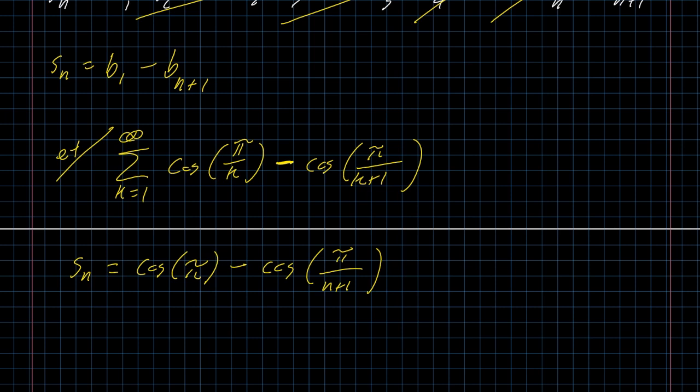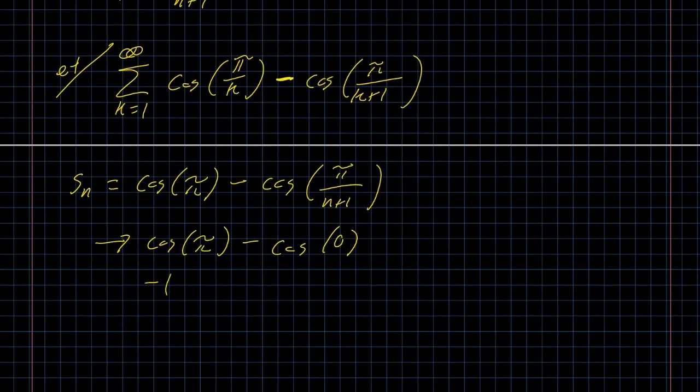I'm sorry, yeah. So basically, I have cosine of pi minus cosine of 0 in the limiting sense. Cosine of pi is negative 1, cosine of 0 is 1, and negative 1 minus 1 is negative 2. So by identifying that this is a telescoping series, I am able to evaluate it without having to do anything else.